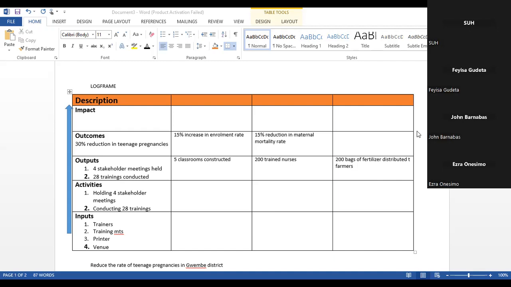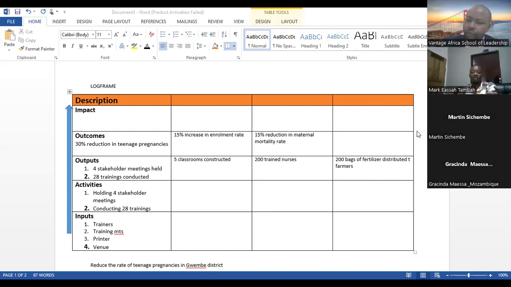Our outcome would be a 15% increase in the, what can I say? You're on the right track. The production of the farmers. You're on the right track, but just toward the end, you brought in another indicator.